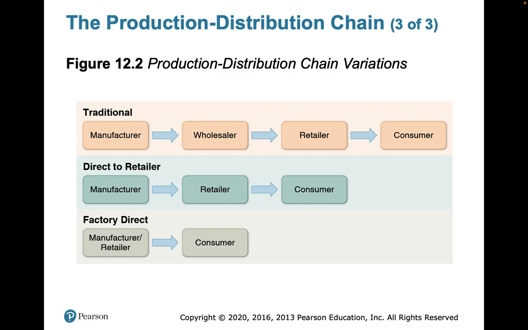We have the traditional channel, the direct to retail, and the factory direct. The traditional one, which most of us are very conversant with, is where the manufacturer will supply to the wholesaler, and the wholesaler will supply to the retailer, and the retailer to the consumer.